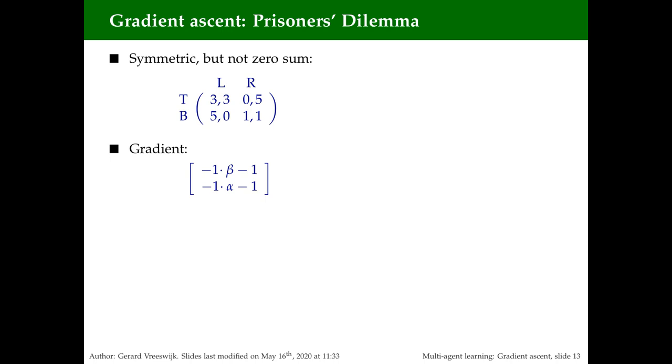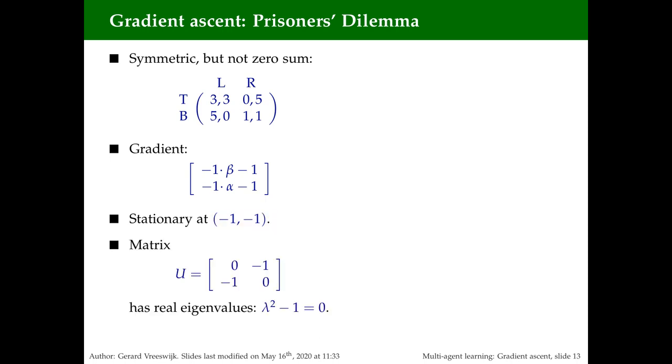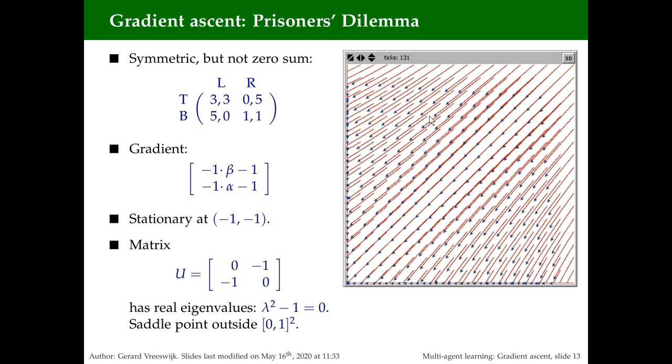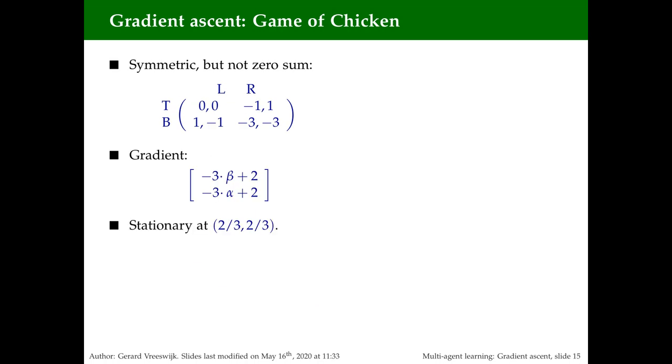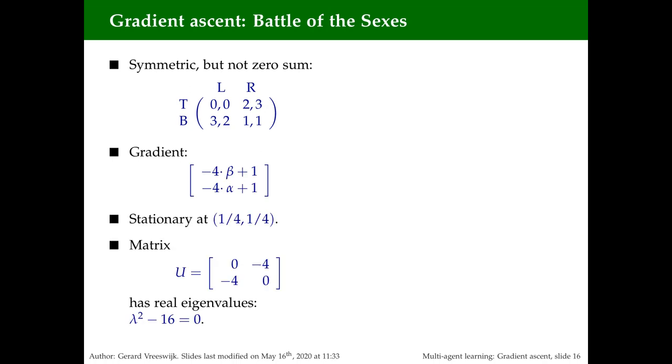We compute the gradient with the affine map. The gradient is nowhere stationary in the unit square, because the stationary point lies outside the unit square. There are real eigenvalues, so it's not interesting here because there's a movement everywhere, and the movement at all points is towards the defection. The probability to cooperate is 0. The probability to play the first action is 0, and so on. We have a couple of examples which you can sort out: Stag Hunt, Game of Chicken, Battle of the Sexes.